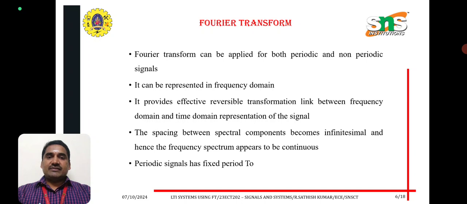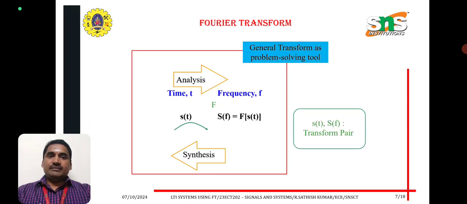Periodic signals have a fixed time period T0. This is the analysis. While taking the time domain function s of t for analysis, we can get the frequency function S of f. While taking the inverse Fourier transform of S of f, we can get s of t. S of t and S of f form the Fourier transform pair.